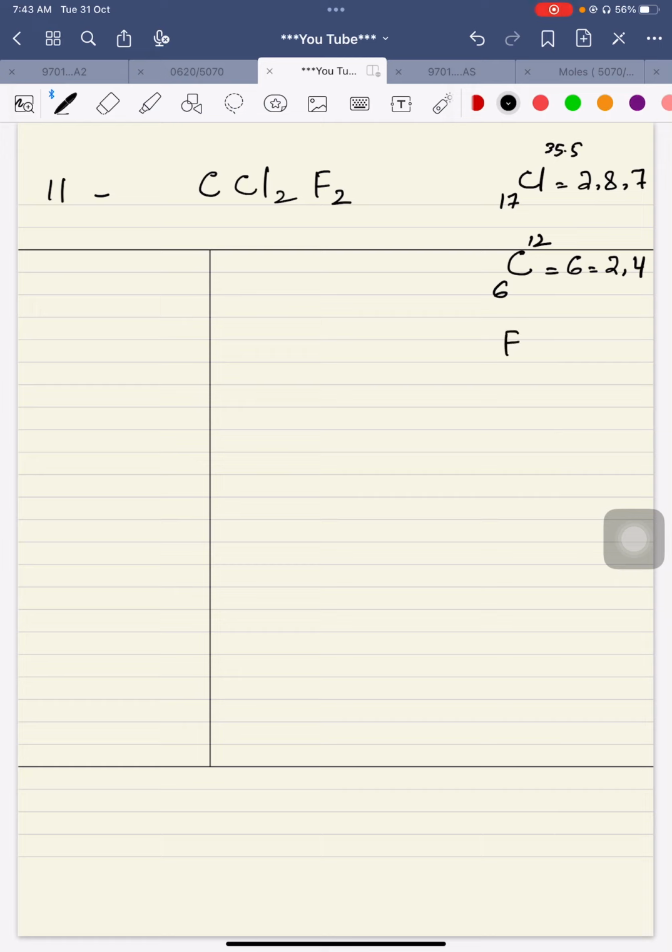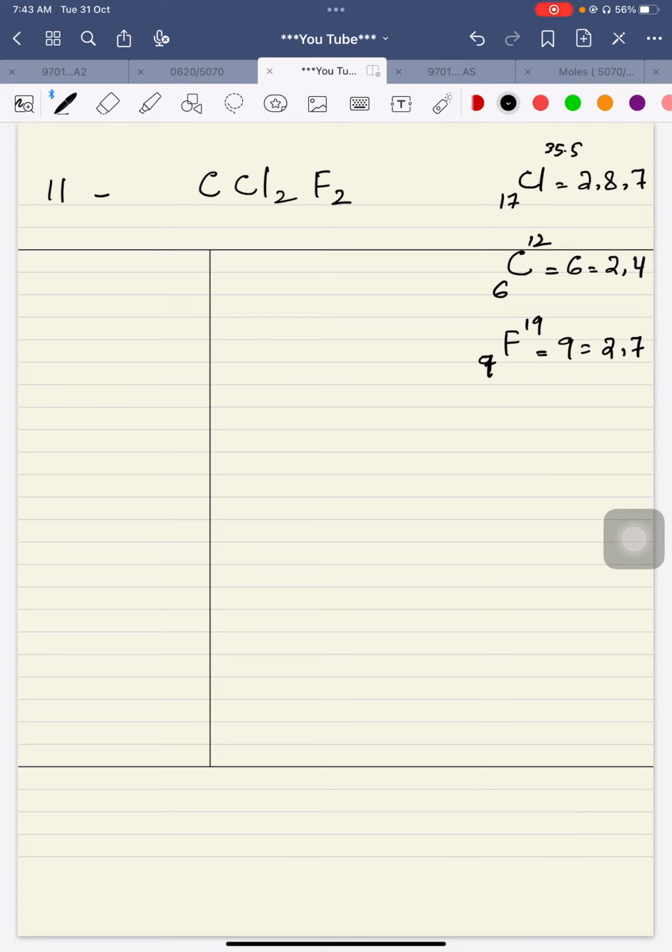When we are writing about fluorine, its atomic number is 9 and mass number 19. So it is 2, 7. 7 are the electrons in the outermost shell of chlorine, and 7 are the electrons in the outermost shell of fluorine. Both of them are going to share one electron.